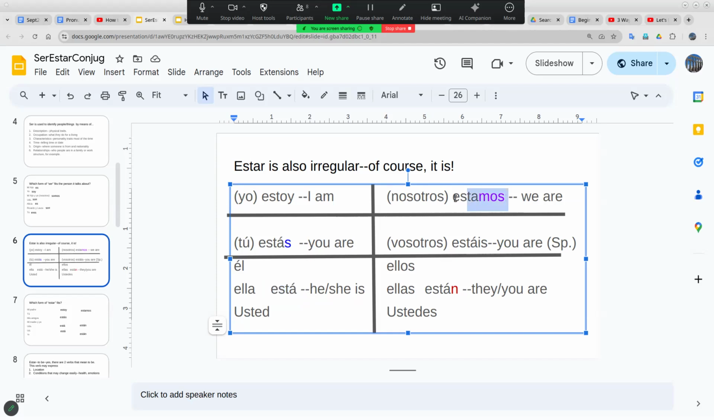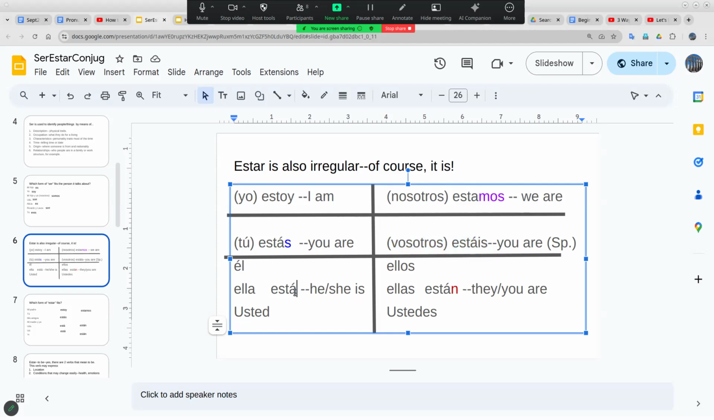All right. The form of estar that matches up with nosotros has amos at the end. It means it's a we verb. Estamos. We are. It's talking about myself and other people who are with me. Estáis is the you guys plural friendly form in Spain, but we're going to skip over that one. We will not emphasize this because Latin Americans don't.